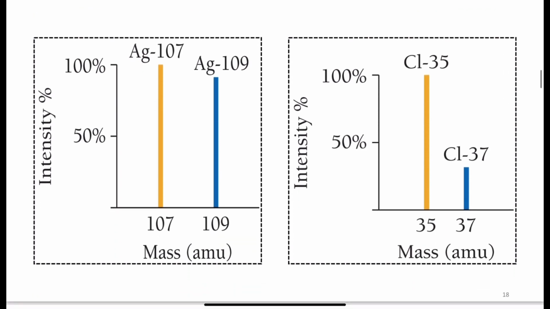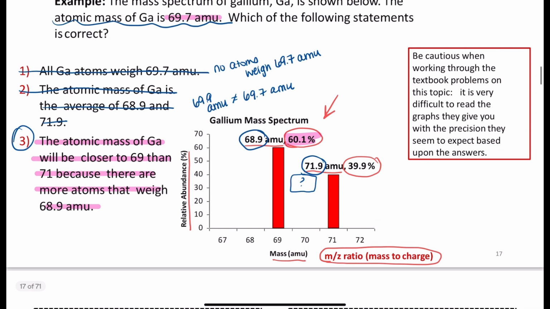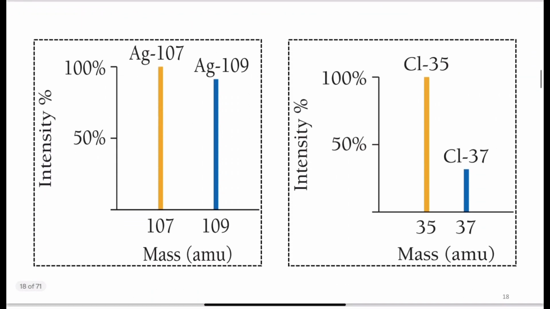Let's look at a couple other examples. Now, these are from your book, and there is a note here. Be cautious when working through textbook problems because it can be difficult to read the graphs with the precision they seem to expect based on the answers. If you're unsure, just come see me and we can talk through it. But what about these? Estimate the atomic mass of each species below.